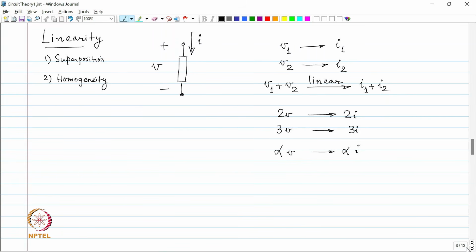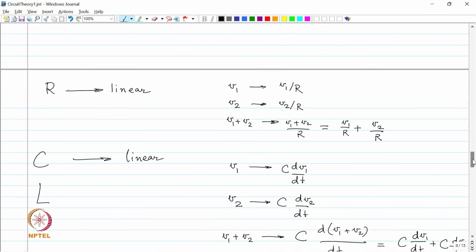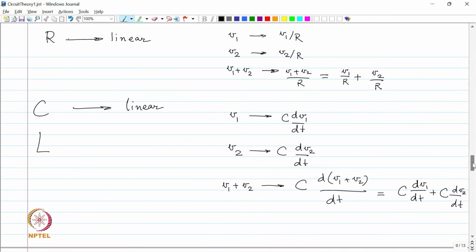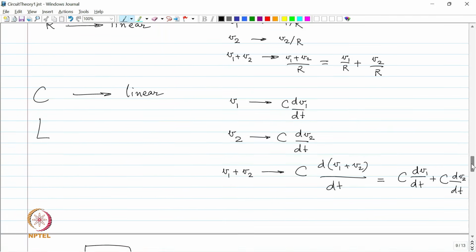Then in the previous class, we also studied linearity, right. Linearity has two parts, superposition and homogeneity. Superposition means V 1 gives me I 1, V 2 gives me I 2, V 1 plus V 2 should give me I 1 plus I 2, and similarly 2 V should give me 2 I, 3 V should give me 3 I, and so on. Alpha V should give me alpha I, that is homogeneity. Fine, extension of superposition. R, L, C, M, these are all linear components, very good.